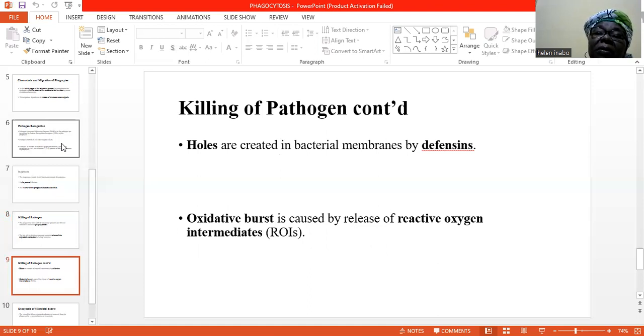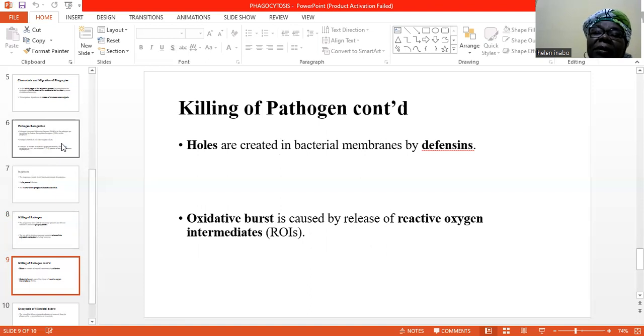The lysosome will destroy the bacterial cell wall, specifically the peptidoglycan. Then defensins, which are toxic peptides, create holes or channels in the bacterial membranes.